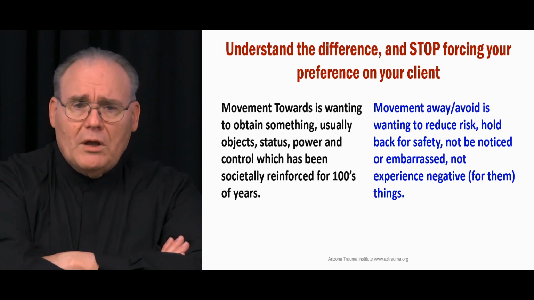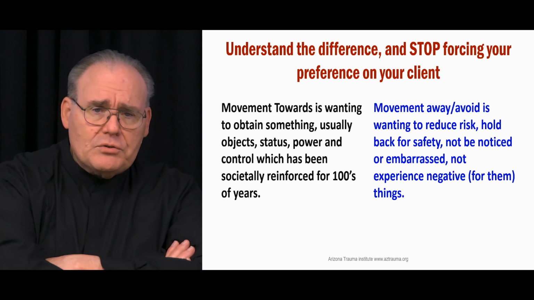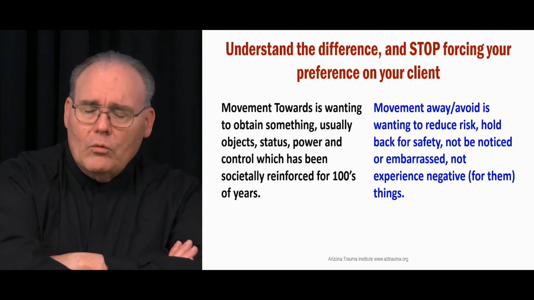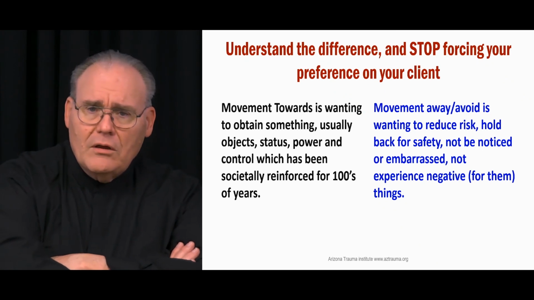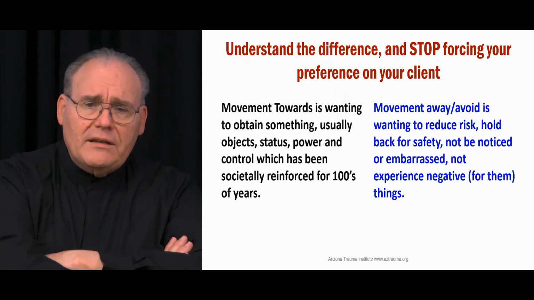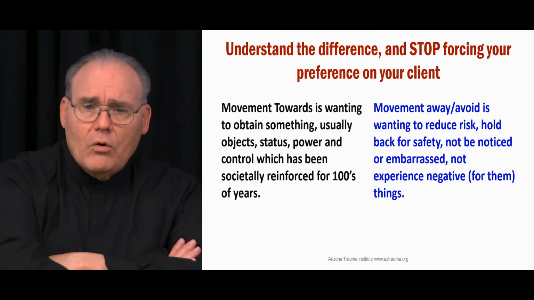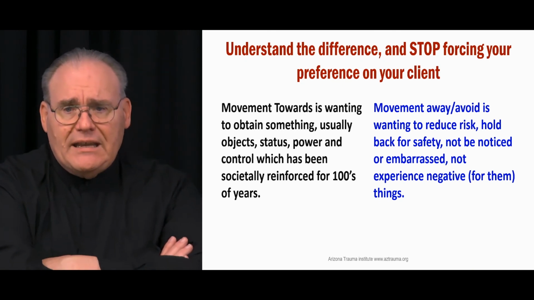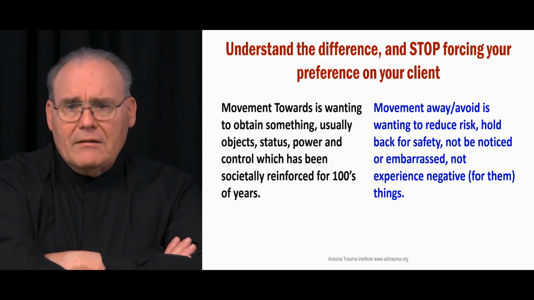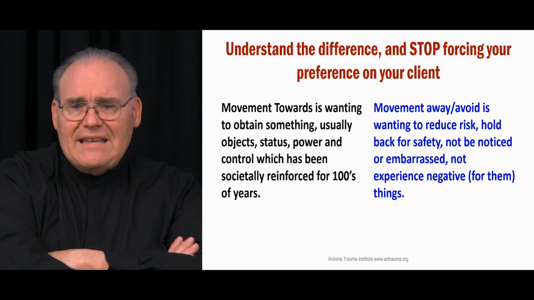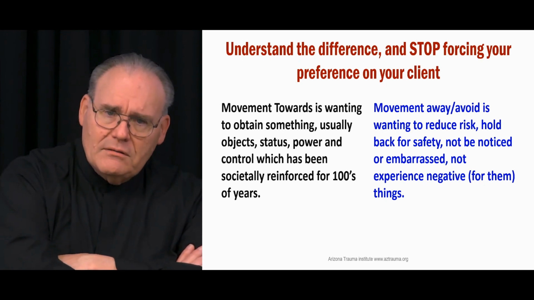Movement towards is wanting to obtain something, usually object, status, power, and or control, which is what is societally reinforced and has been for hundreds of years. Movement away and avoid is wanting to reduce risk, hold back for safety, not be noticed or embarrassed, not to experience the negative, whatever it is for them that's negative. Why is that any less valuable to us than the first?